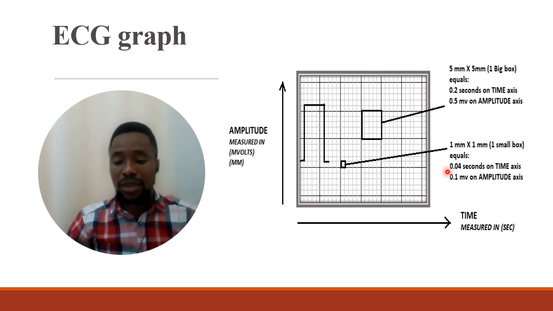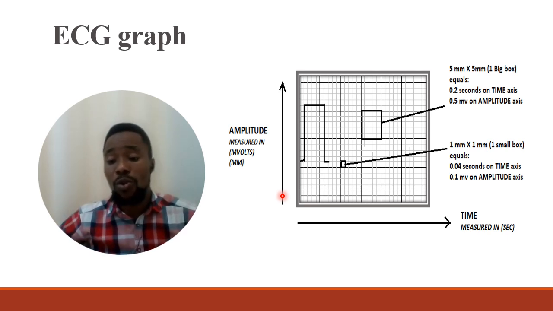Now, what that means is that 5 of that will give you 0.2 seconds. The value of a big box in duration is 0.2 seconds, while the value of a small box in duration is 0.04 seconds. Let me come again. The machine has been calibrated to run 25 millimeter per second. So 1 millimeter is 0.04 seconds. Definitely 25 of that will give you 1 second.